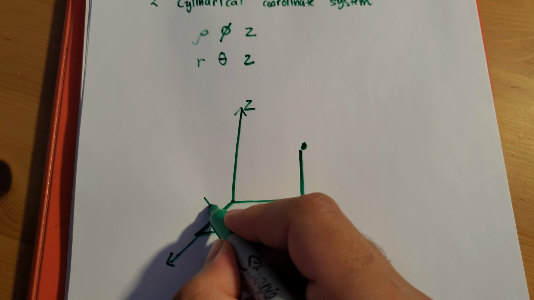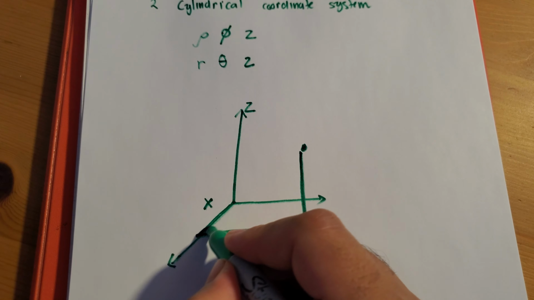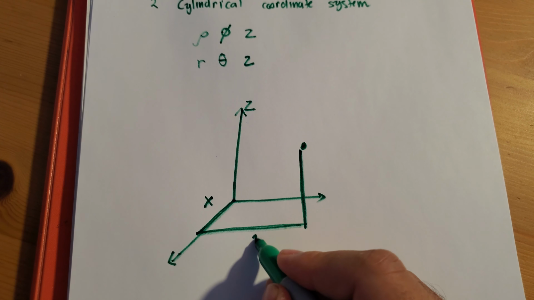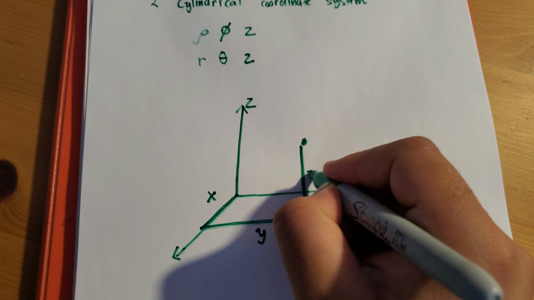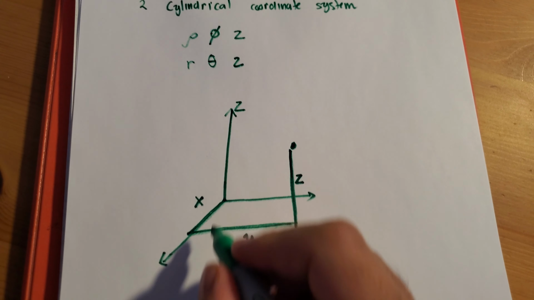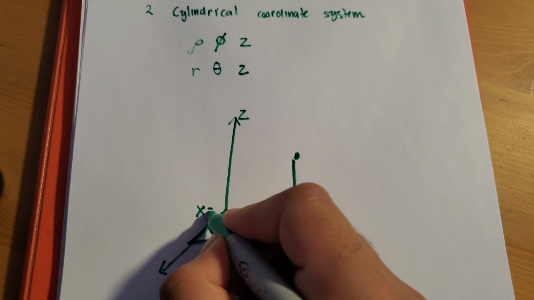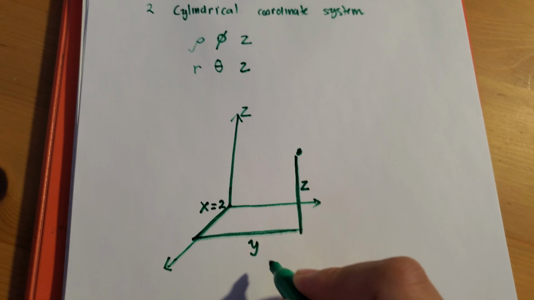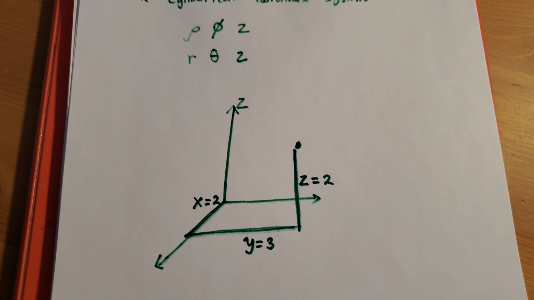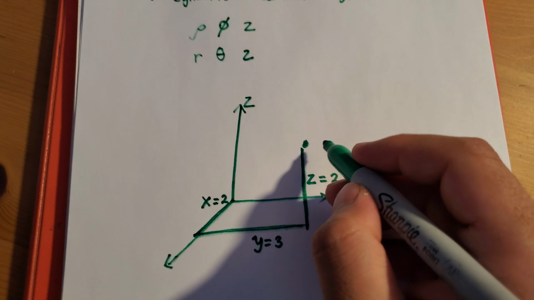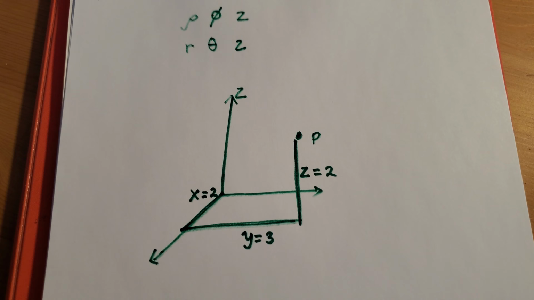So in the Cartesian coordinate system, we would say that that right there is the x distance we move, this right here is the y distance that we move, and this right here is the z distance that we move, which we can just make random numbers. We'll say x is equal to 2, y is equal to 3, and z is equal to 2. So we know how to get to that point, and I'll call that P.